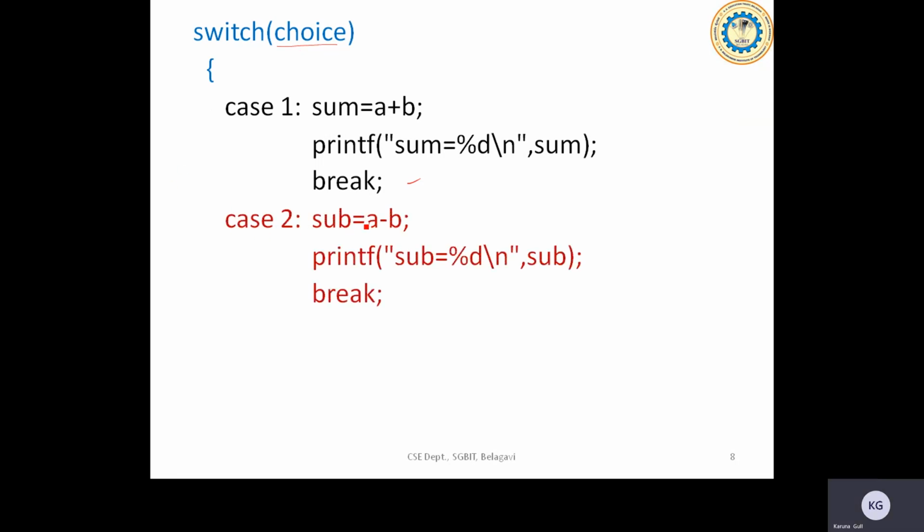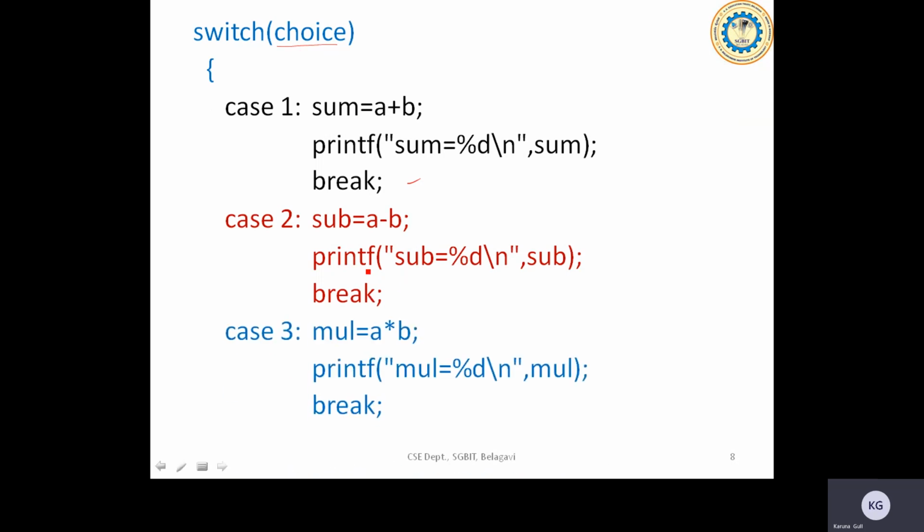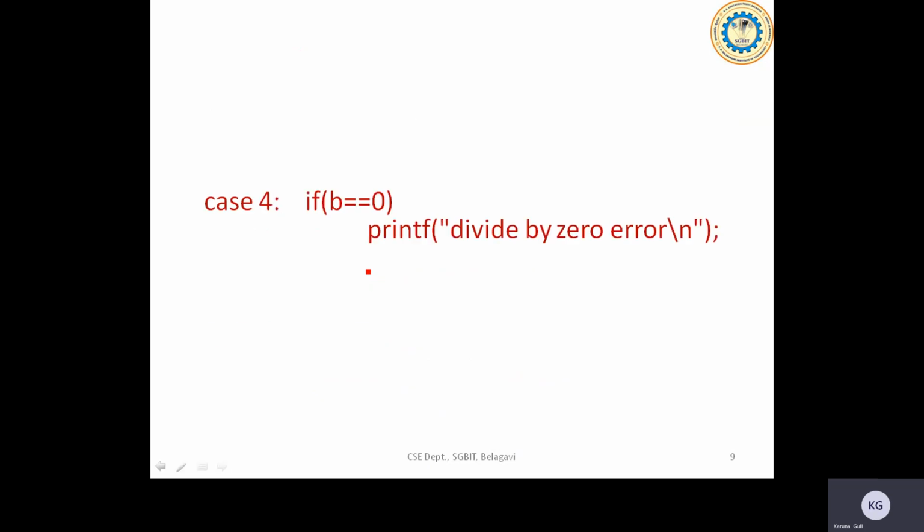So every case must end with the break statement. If you go ahead with the second case, it is doing the subtraction, it is printing the same thing and it is coming out of case 2. The same thing is true for case 3. In this case, it is doing the multiplication on 2 operands. Then the result will be displayed and it is coming out of case 3.